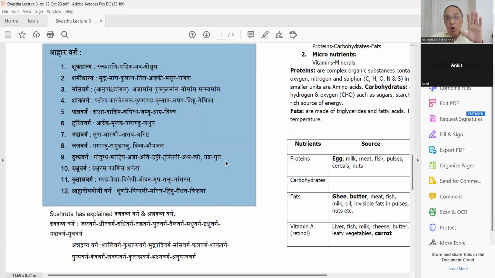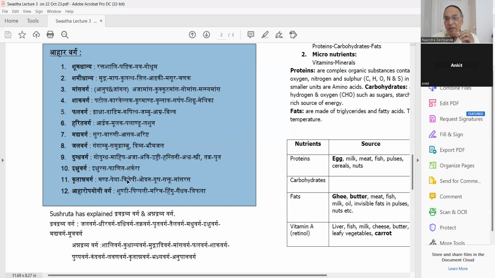You have to read all these substances from your own Swasthavritta textbook. If you have any difficulty, just WhatsApp me. Ikshu varga: ikshuras, sugarcane, fanit, sharkara, sugar. Prutanna varga, as I have explained: manda, peya, vilepi. Manda is rice with a lot of water, rice water. Peya is very liquid type of rice, and vilepi is a soft rice. So water percentage is less.